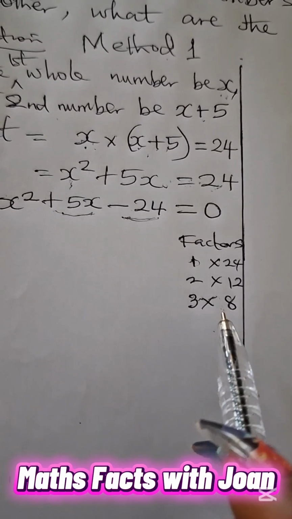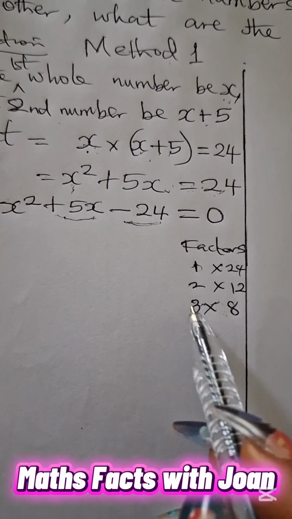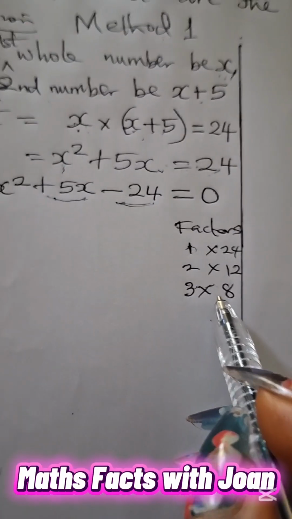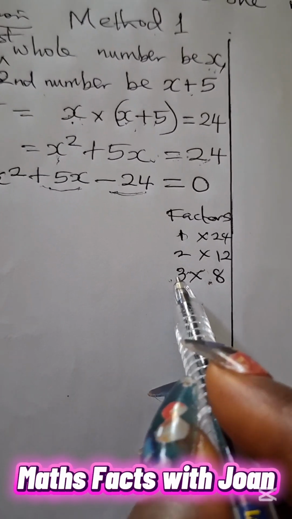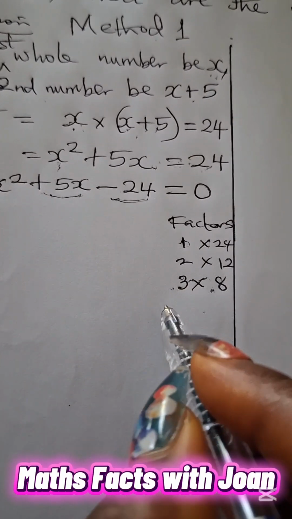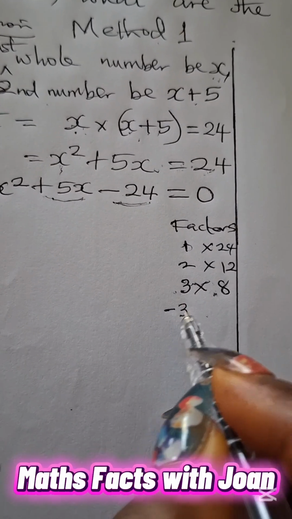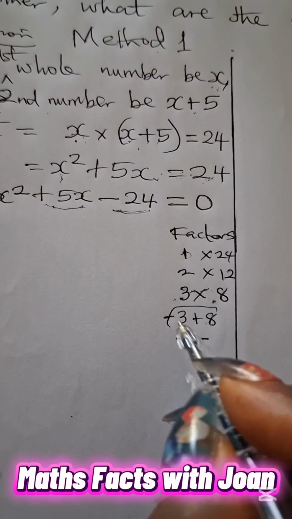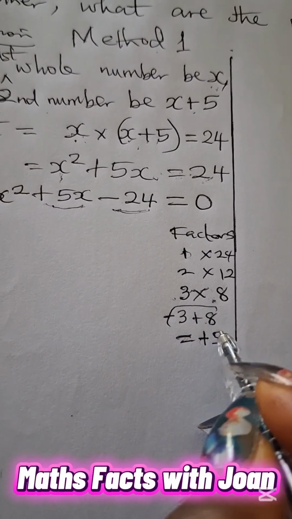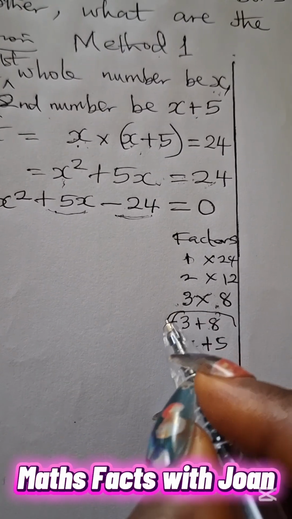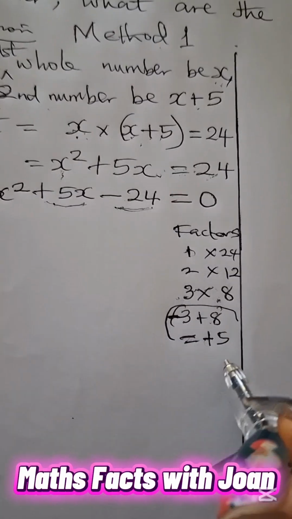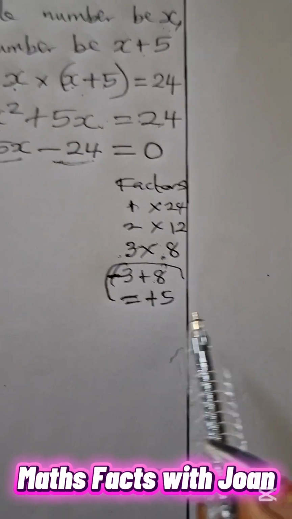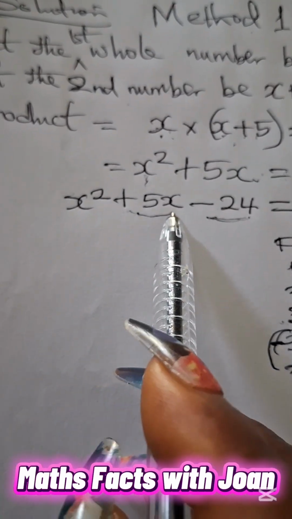All right, so let's go on. Right now we have a positive 5. That means our positive sign should be on 8, and 3 should have the negative. So we'll now have negative 3 plus 8, which will give us positive 5. Okay, so this is what we have to use. Right now we'll use negative 3 plus 8 to replace plus 5.